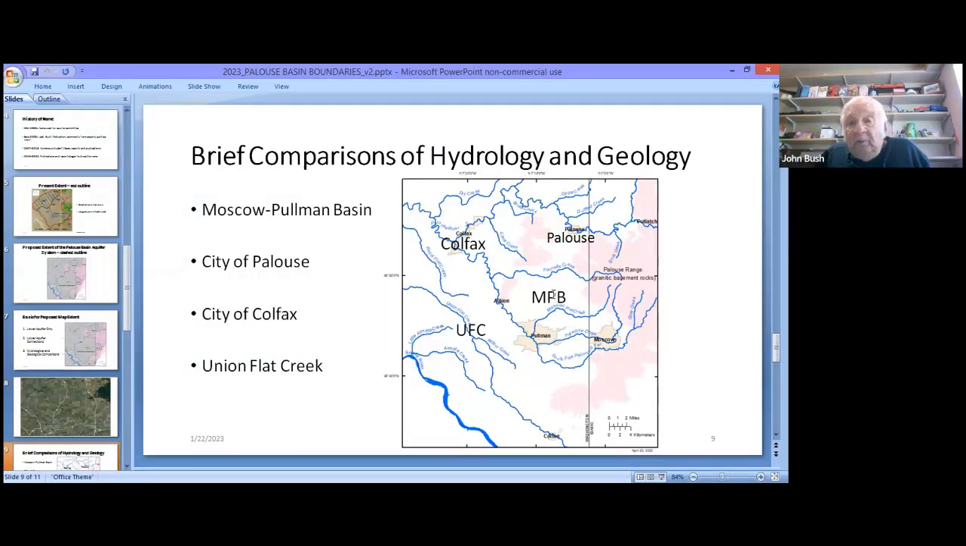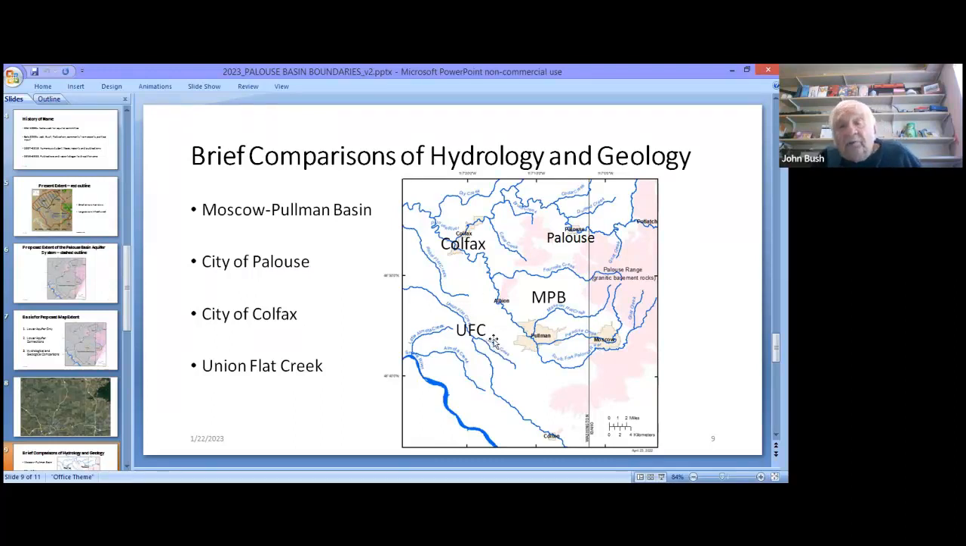The other area of importance is out here to the west of Pullman. It has similar water levels in the lower aquifer, from observation wells in the lower aquifer system. It does not have any major producing wells, but the observation wells tell us that it has similar static levels and similar water declines as the area in the Moscow-Pullman Basin and the city of Palouse. So we're talking about the Union Flat Creek area.